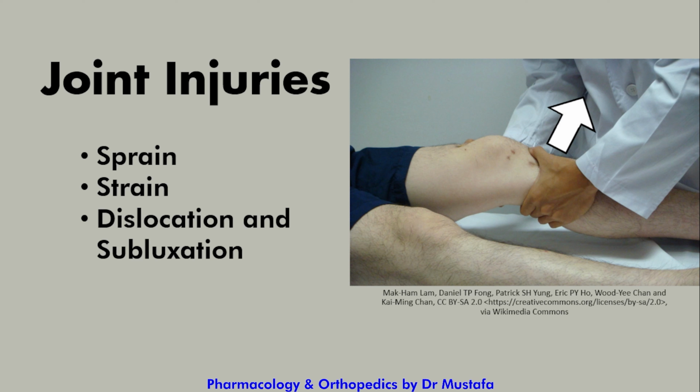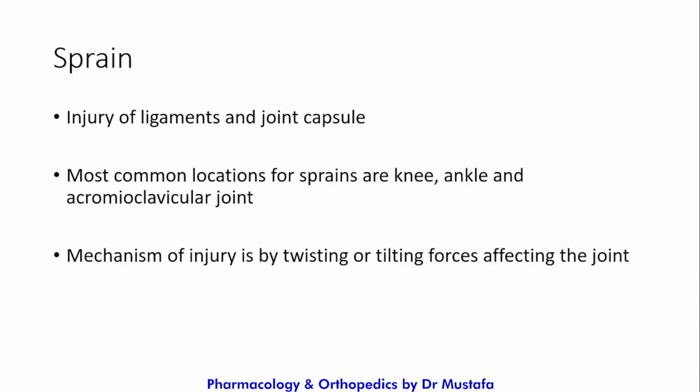So continuing our discussion about the orthopedics trauma basic principles class. Here we will talk about the final video in this class, and it's going to be about the joint injuries caused by trauma. Those include the sprains, the strains, the dislocations, and the subluxations. And those will all be explained in this video. So let's start by talking about the sprain.